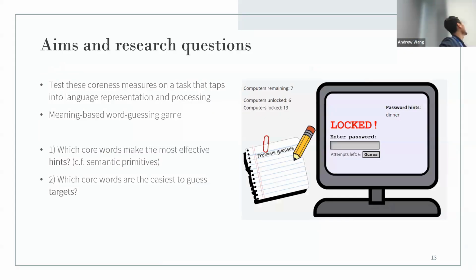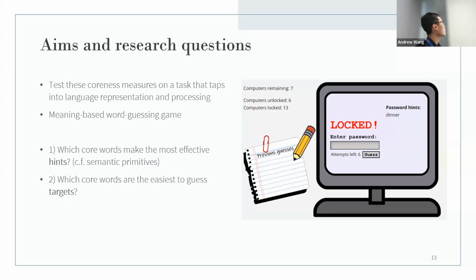So the aim was to take these core measures and test them on a task that taps into aspects of language representation and processing. Like word meanings: what are the words that make up the meanings of all other words? And lexical access: how easily are words activated in the mental lexicon? We used a simple meaning-based word guessing game for this study, where we had people guess target words from sets of hint words, which was really the simplest possible starting point that we could use to evaluate some of these core words empirically.